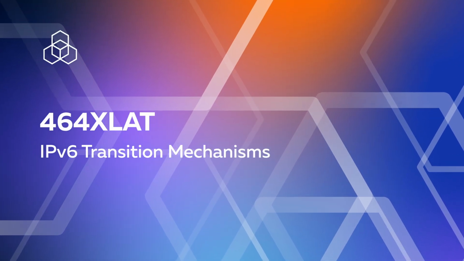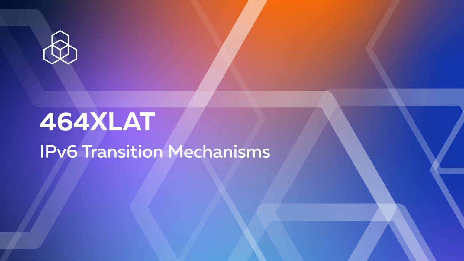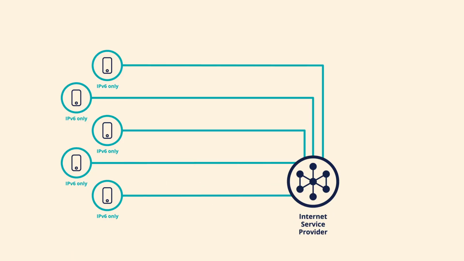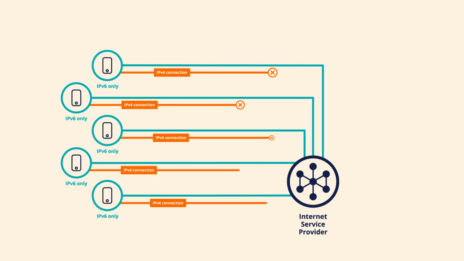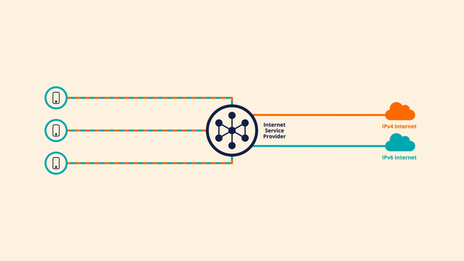Mobile carriers are deploying IPv6-only networks, but there's a critical problem. Millions of applications and services remain IPv4-only. How do we bridge this gap efficiently? The name says it all.